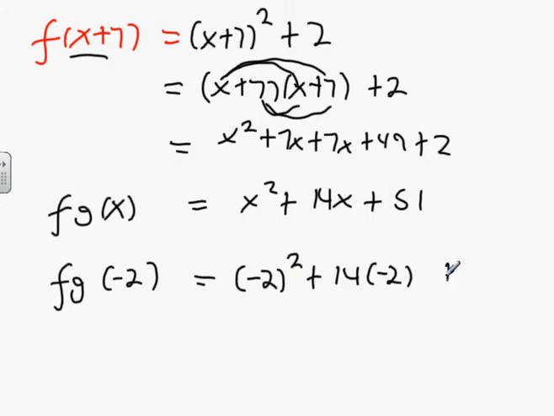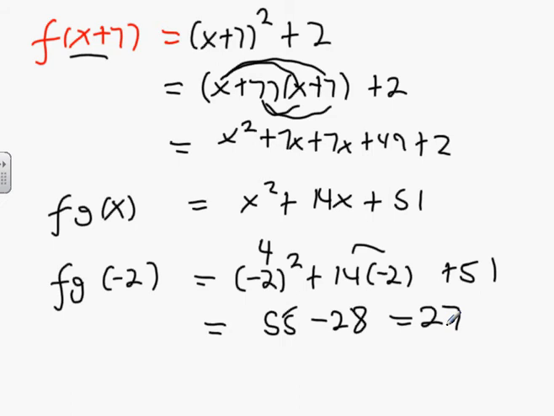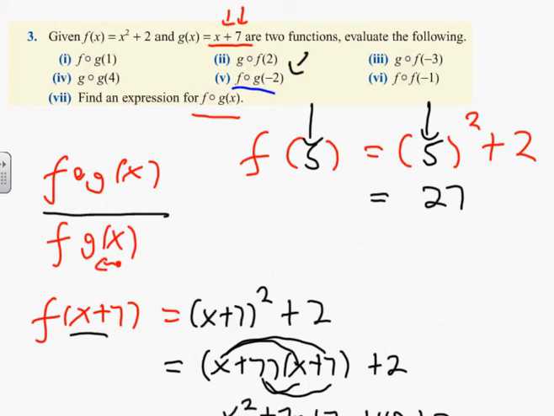My answer would be yes. It's going to be 55 minus 28. That's a 4. 4 plus 51 is 55. Minus 2 times 14 is minus 28. And that gives you the answer of 27. So it worked both ways. Okay, just read over that tonight before the exam, okay?